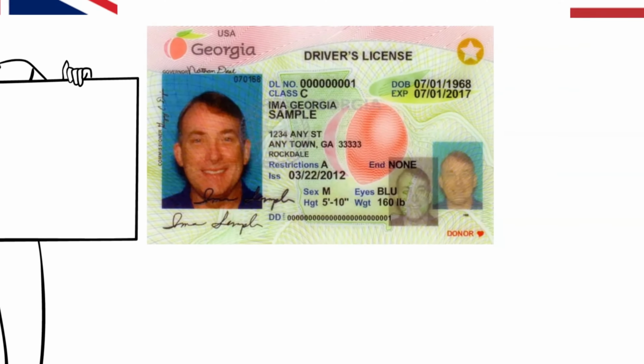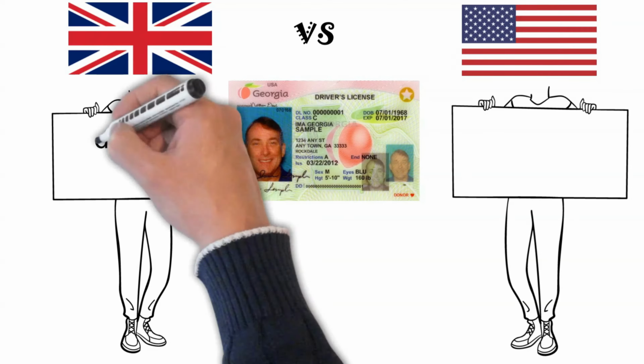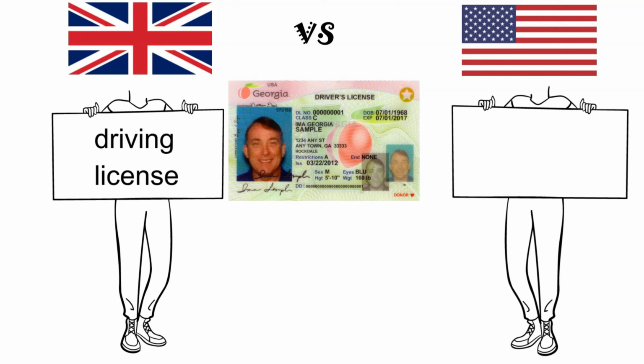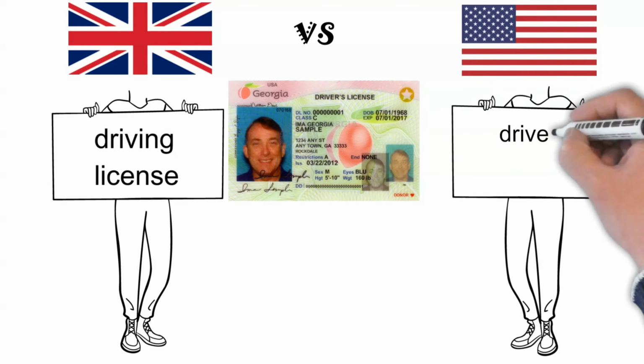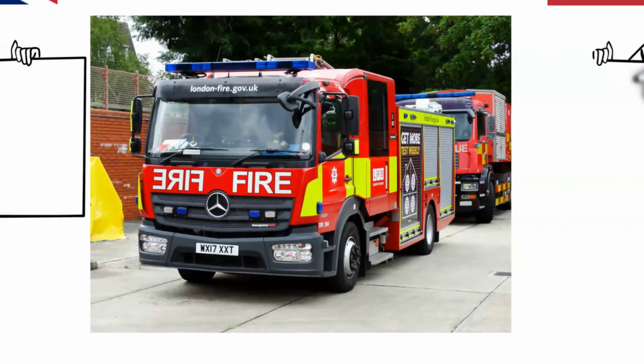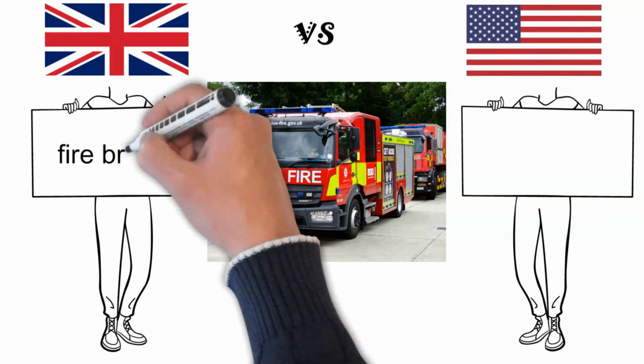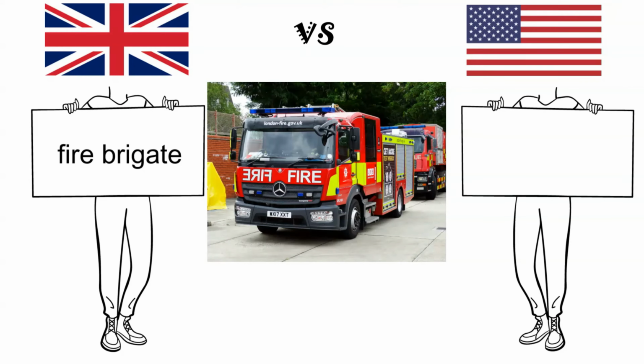Now let's see what the license are. As you can see, in British we say driving license. In American we say driver's license. Now let's see fire trucks in British and American. So as you can see, in British we call it fire brigade. In American we call it fire department.